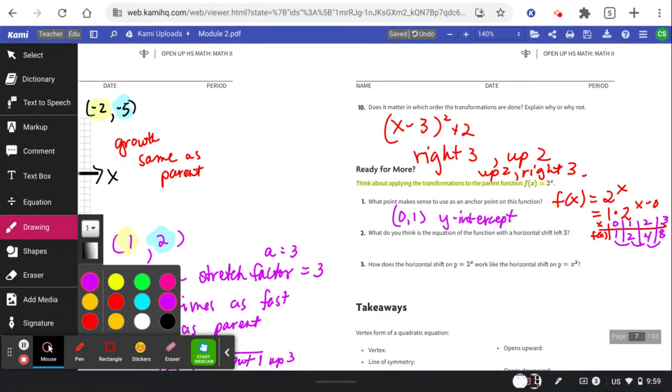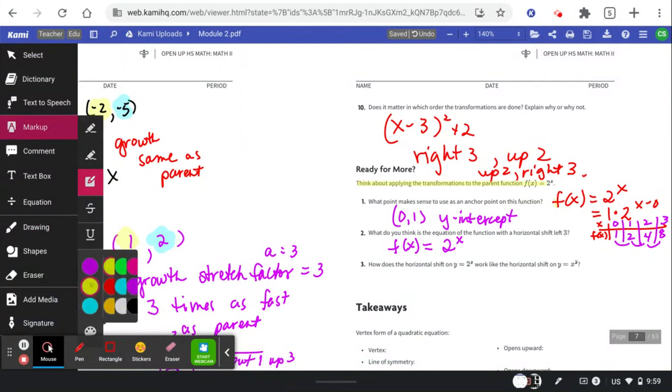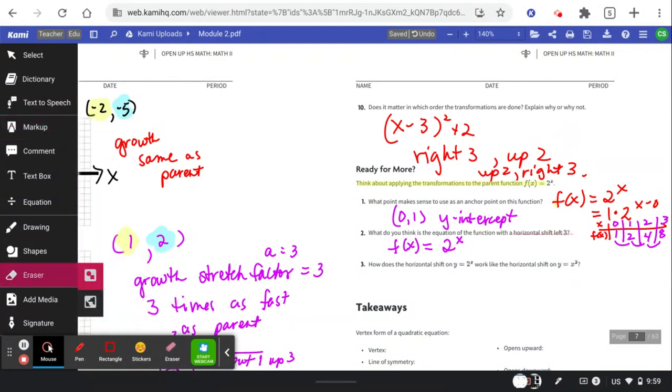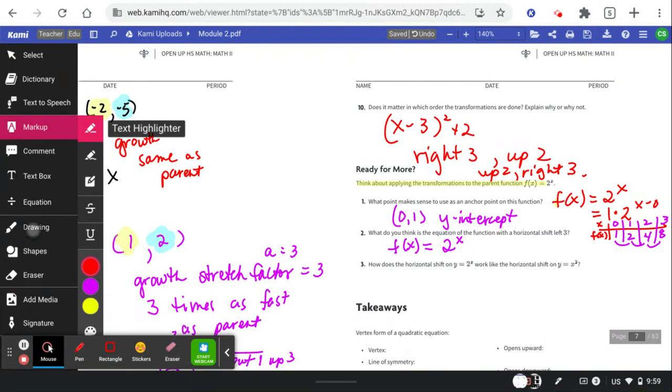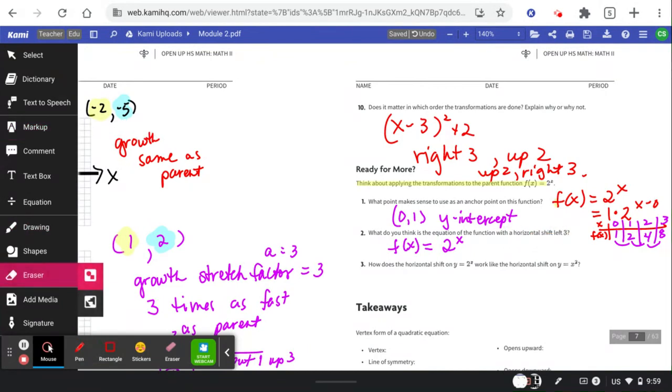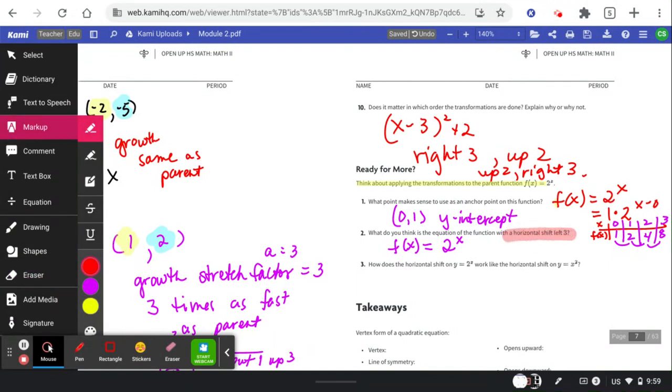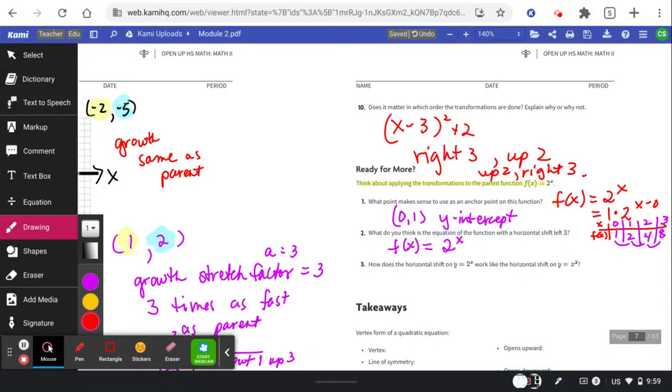What do you think is the equation of the function with a horizontal shift left 3? I would take my original function and to do a horizontal shift of left 3, it means that I'm just going to put a +3 change to that x. It's the same thing as the function we are currently doing, where if I want to make a horizontal change, that change needs to be made to the x.